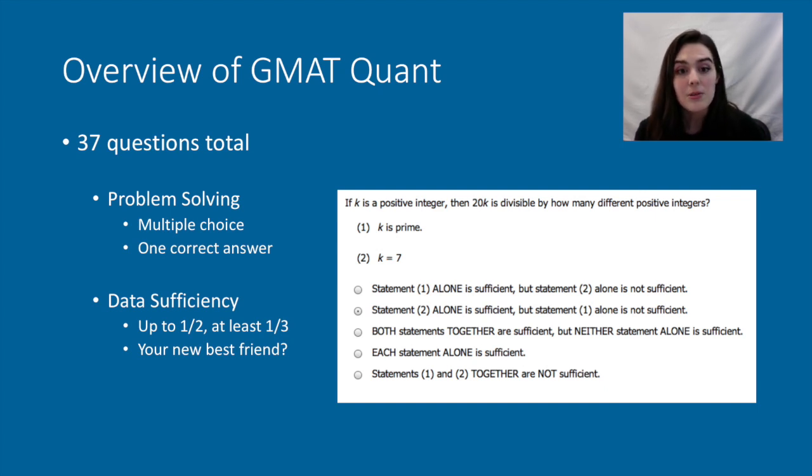And this is especially true because data sufficiency questions make up at least 1/3 of the quant section. We've actually seen that in the past years, the number of data sufficiency questions on the quant section has been increasing. So at this point, up to 1/2 of the questions on your quant section might be data sufficiency. So again, just another reason why this question type is really important to feel comfortable with and to have totally locked down.